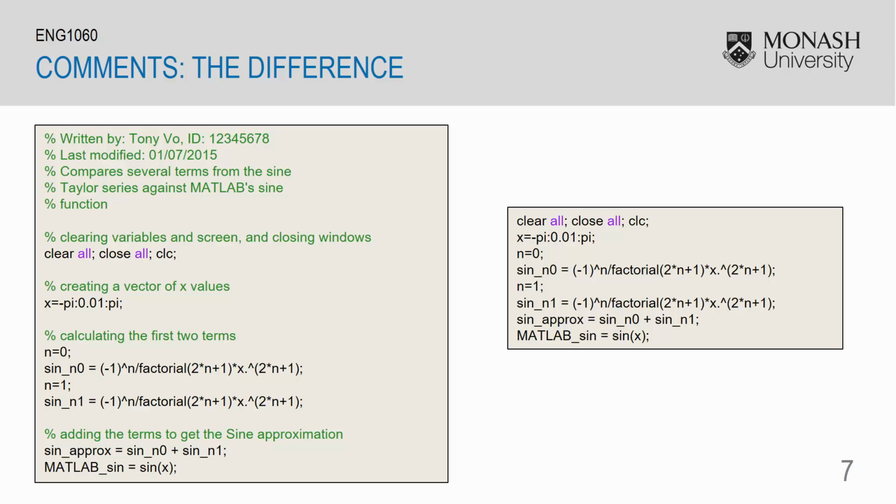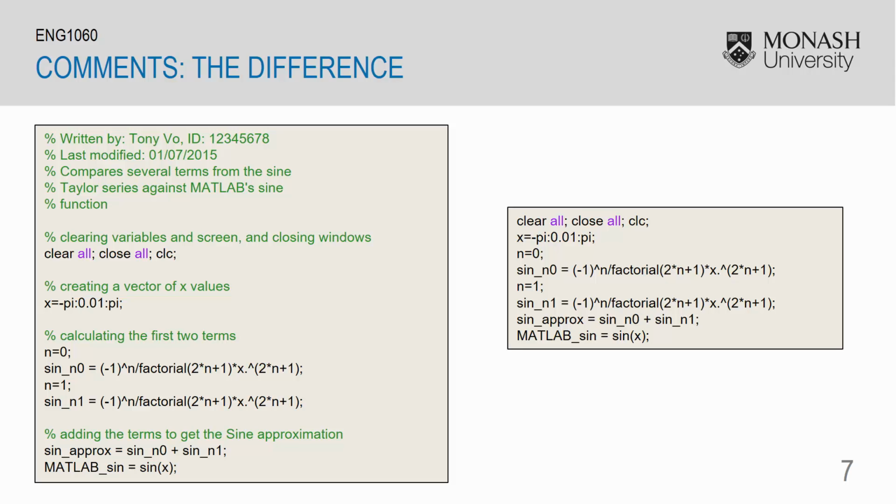So this is the difference. On the left here, we have the commented version of the code. And on the right, we have the non-commented version. You can see that although adding comments does make the code much longer, it makes the code much easier to interpret and understand.